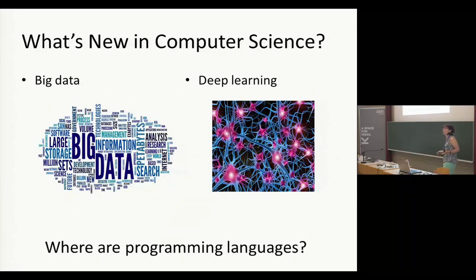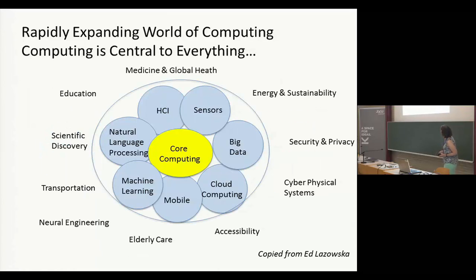So what's new in computer science? Programming languages have been around since the mid-50s. Well, right now, we're all interested in big data and deep learning. So where do programming languages fit in? Well, if you look at computer science, this is only some things. There's core computing, there are a whole bunch of areas around it, and then there are a whole bunch of sort of application areas. And that certainly doesn't cover anything near the full spectrum.